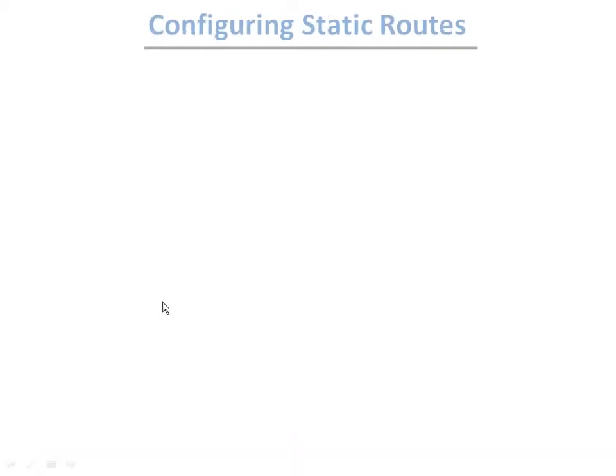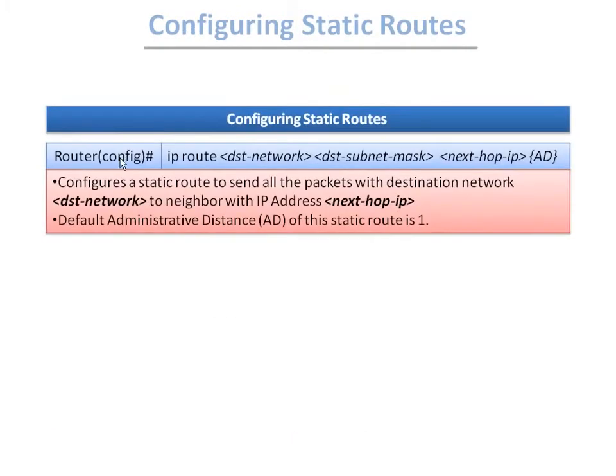To configure a static route, all you have to do is go into global configuration mode and type ip route, destination network, destination subnet mask, and then a next hop IP address. And this is done in global configuration mode. In basic human format, this just says, well, if I want to reach this network, whatever the network is, with this subnet mask, I just need to send all my packets to the router, or my neighbor, with this IP address.